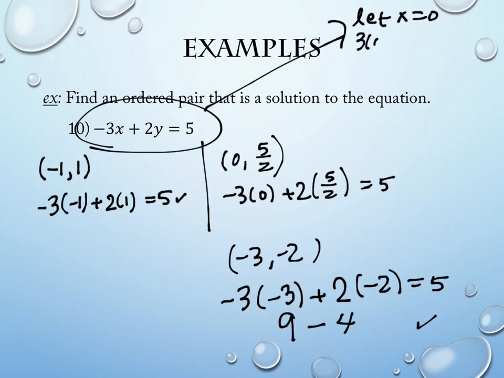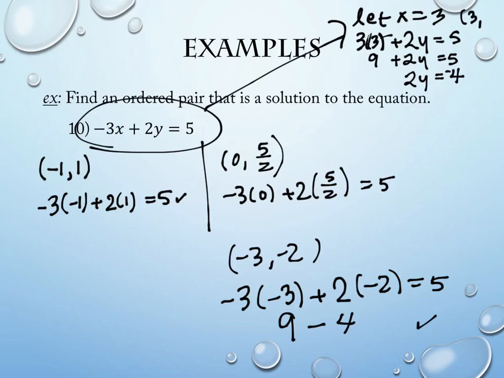Well, if x is equal to 0, then that's 0, and then I divide by 2, and I've got my 5 halves. Okay? But there's nothing special about letting x equal 0. I could let x equal 3. So let's see what would happen if x is 3. What's 3 times 3? 9. And if I move the 9 to the other side, I would be subtracting the 9. 5 minus 9 is negative 4. So this would actually give me a solution of 3, negative 2. This is why there's infinitely many solutions.